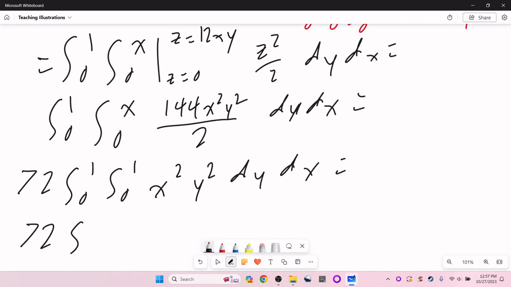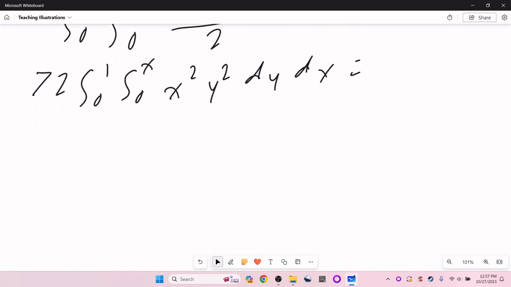Is 72, the integral from 0 to 1, oh, that's factored, yeah, 0 to 1, x squared dx, 0 to 1. I'm sorry, that was my mistake. Back up, it's not factorable because this is x, not 1. Oof. Don't make that mistake. That's an easy one to make. All right, 72, 0, 1.